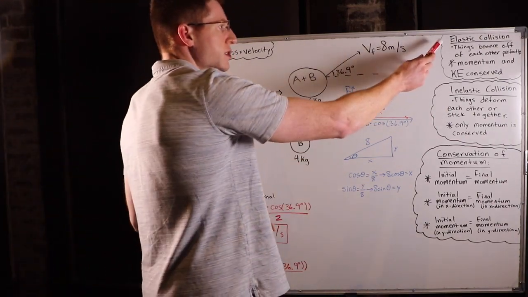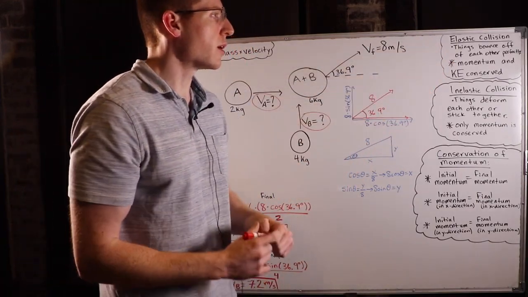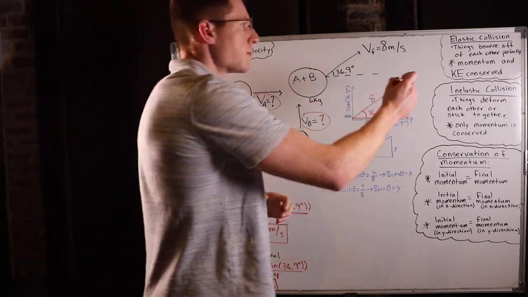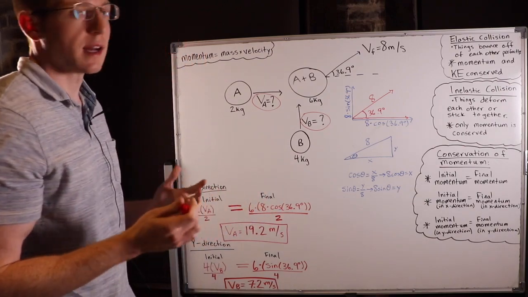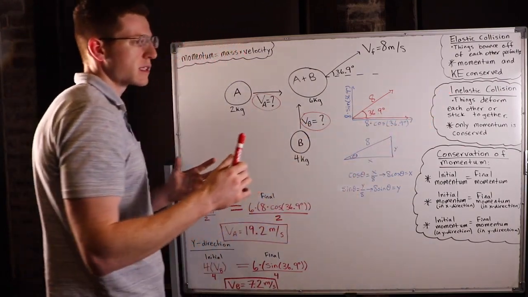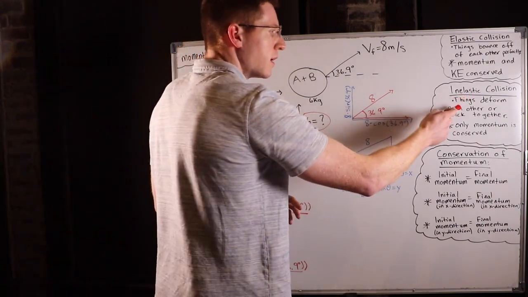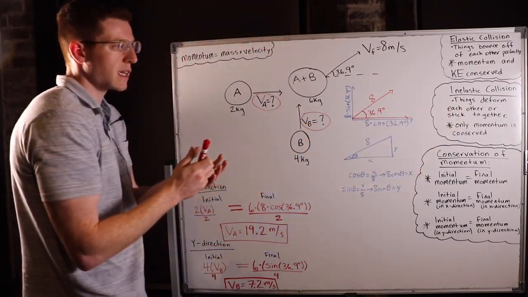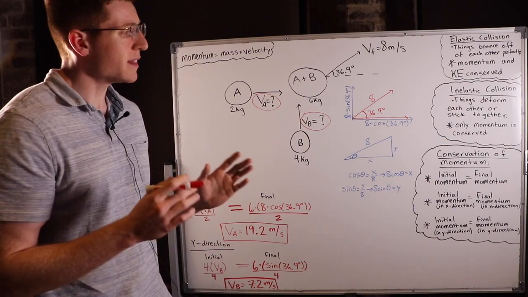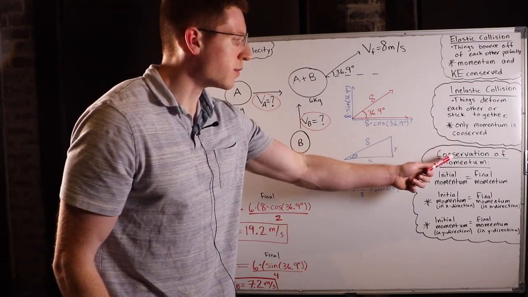So elastic collisions, these don't really happen in real life. This is where things bounce off of each other perfectly without deforming at all or sticking together. And in this case, momentum and kinetic energy are conserved. But inelastic collisions, these are more realistic. This is what happens in real life. For example, in a car crash, things deform and partially or completely stick together. And in this case, only momentum is conserved. And that is the key to solving this problem, the conservation of momentum.